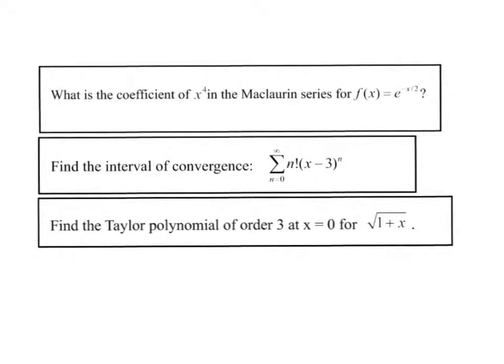In this video, we're going to look at a couple more review questions. So what's the coefficient of x to the fourth in that Maclaurin series? Well, first, remember, you can always find the first four derivatives and figure it out. But remember that e to the x is approximated by this Maclaurin series.